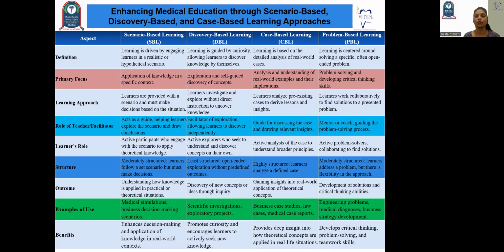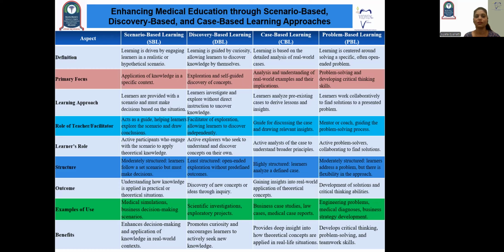The role of the teacher or facilitator: in scenario-based learning, they act as a guide, helping the learners to explore the scenario and draw conclusions, whereas in discovery-based learning, they are a facilitator of exploration, allowing the learners to discover independently. In case-based learning, they guide the discussion of the case and drive the relevant insights. And in problem-based learning, they are a mentor or coach guiding the problem-solving process.